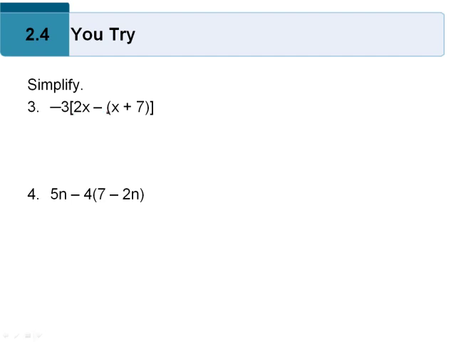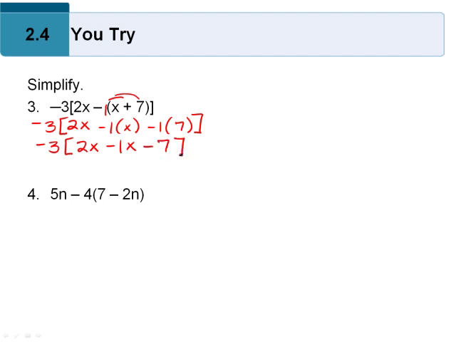Alright, so we're going to start with the parentheses, the innermost grouping symbol. Remember, that's like a negative 1 there. That is a pitiful looking 1, but that's what's there, negative 1. So we have negative 3, and in brackets 2x, and we're going to distribute negative 1. So negative 1 times x, and negative 1 times 7. Okay? Still in brackets. So we have negative 3 on the outside. So we have 2x comes down. Negative 1 times x is negative 1x. And negative 1 times 7 is negative 7.